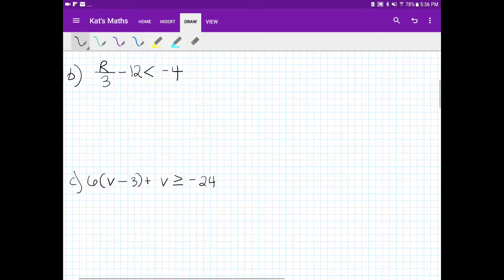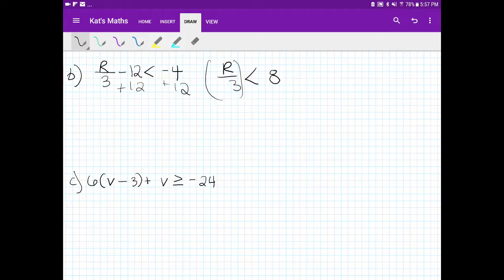Here we have r divided by 3 minus 12 is less than negative 4. So we can get rid of that 12. R over 3 is less than 8. So then we can multiply to get rid of the 3. R is less than 24. So now we have r is less than 24.